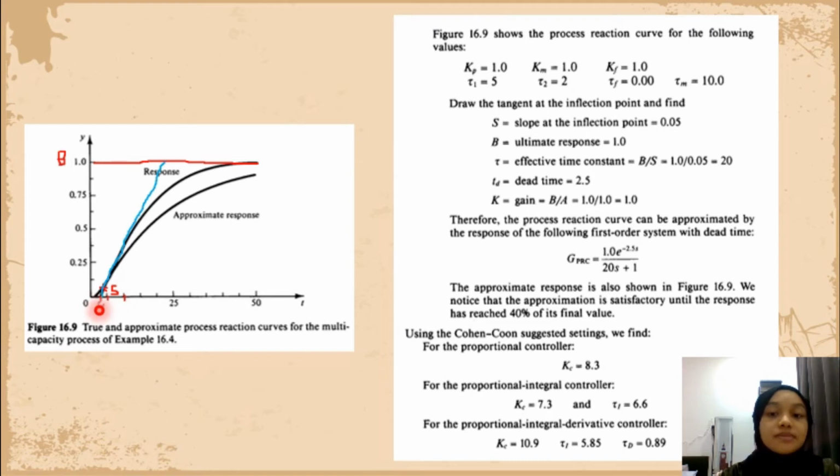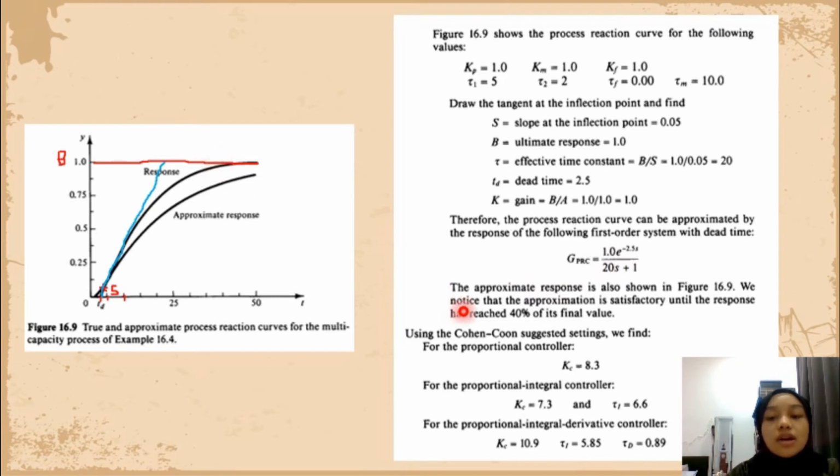And the K is B over A. A is the input and B is the output, so the K is 1. And then you substitute the gain, dead time, and time constant into the GPRC, and here is the transfer function.